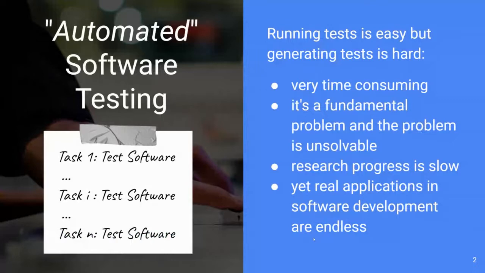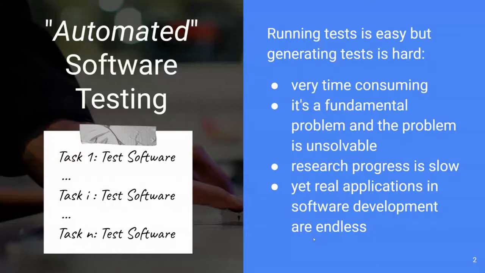So first of all, what do we mean by automated software testing? The running of tests is generally easy. It requires a lot of work, but it's not insurmountable. The difficulty is that it's extremely time consuming. We can use tools such as unit testing tools, CUnit, JUnit, etc. That is not the problem.